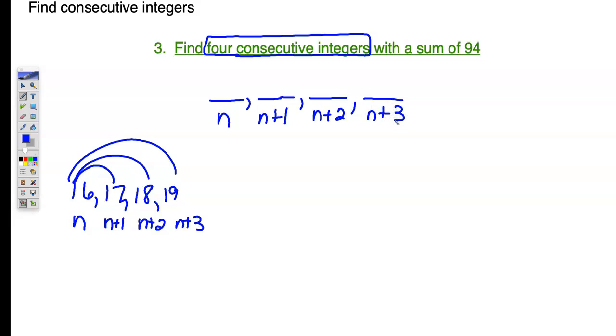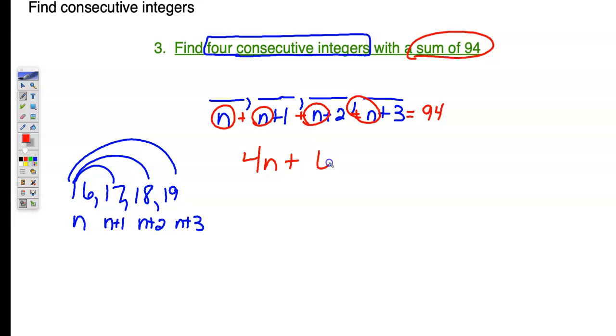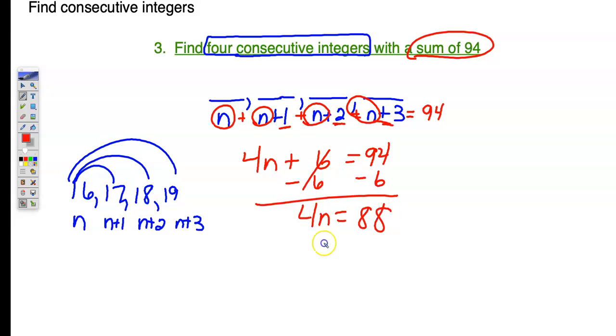For the sake of saving time, I'm going to go ahead and put a plus in between each of these parts, because I have to have the sum of these. And my total should end up being 94. Right here, sum of 94. So I have n plus n plus n plus n. So that's 4n plus 6 equals 94. I'm going to subtract 6 from both sides. I end up with 4n is 88. n is 22.